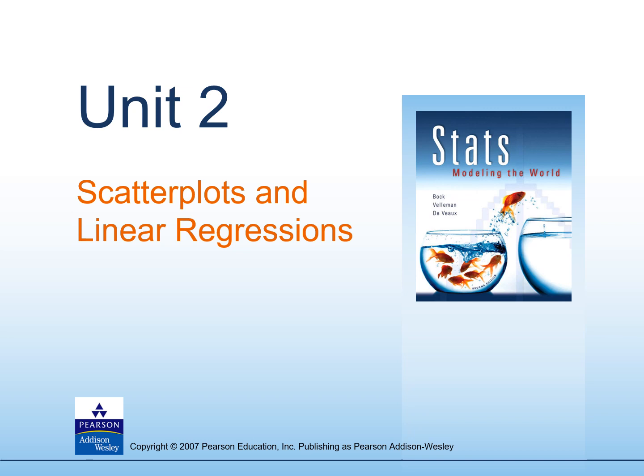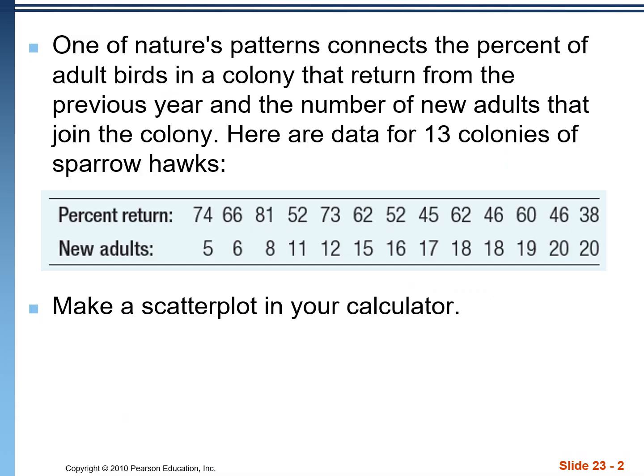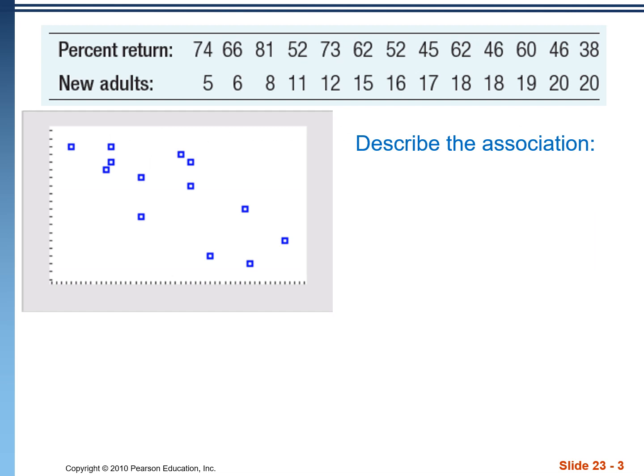This video will cover a full review on Unit 2, which is on scatter plots and linear regressions. In our first example, we're looking at a colony of sparrowhawks, and in particular, we're looking at what percent of this colony is made up of birds that have returned from a previous year and what percent are new birds. We're going to start off by making a scatter plot in our calculator. So we would make two lists in our calculator, set up the scatter plot, and we would see this graph right here.